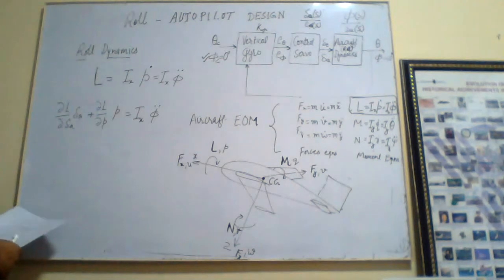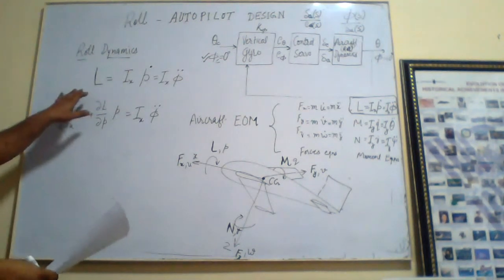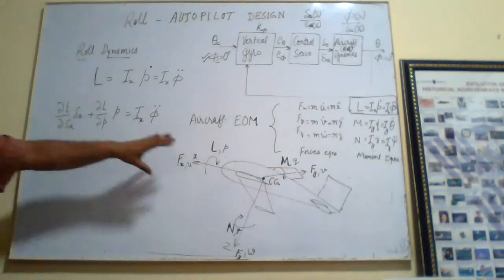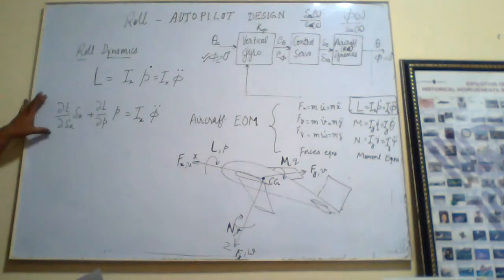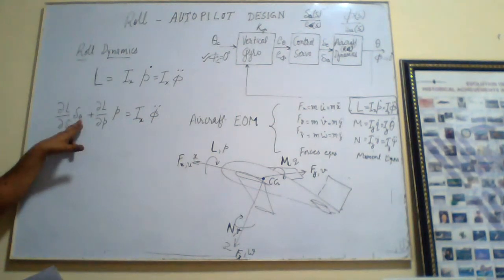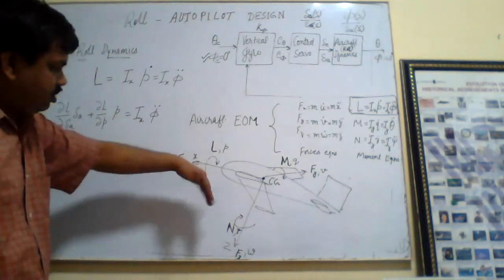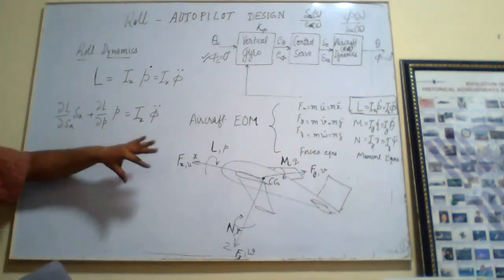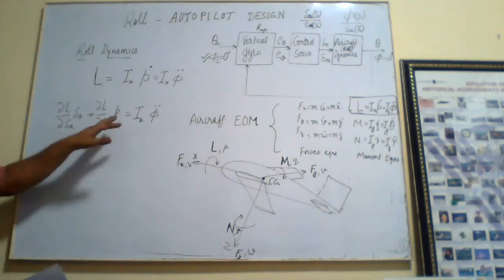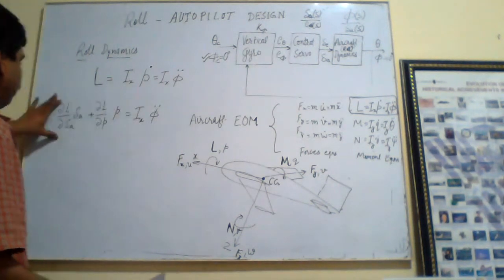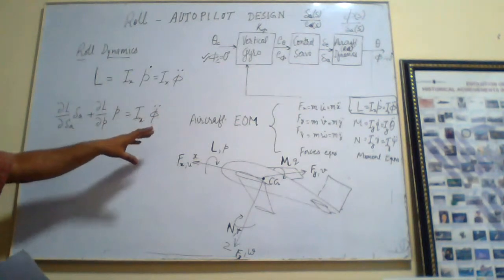So what is the first term? The del L by del A. My roll of the airplane will change with aileron deflection, and this will also change with the rate of change of roll, so roll rate. So this will become one equation.